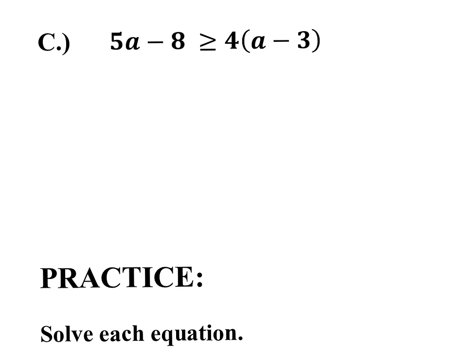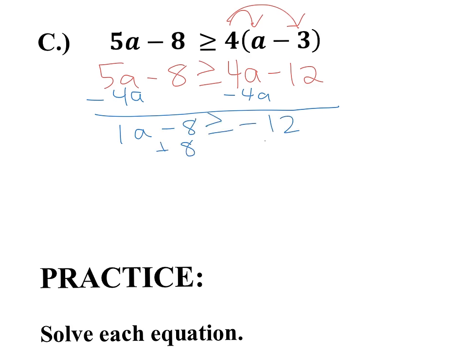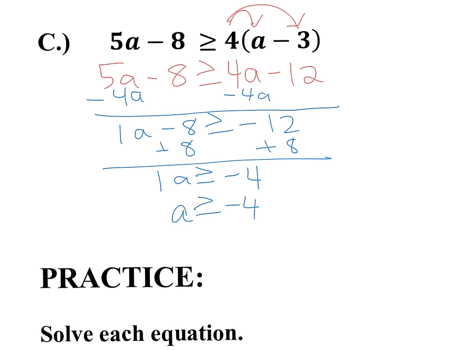Now for letter C, I'm still going to distribute 4 times a, 4 times negative 3. So I have 5a minus 8 is greater than or equal to 4a minus 12. So now I can collect my variables onto one side, so I subtract 4a from each side, and I'm left with 1a minus 8 is greater than or equal to negative 12. Now I can add 8 to each side, and I have 1a is greater than or equal to negative 4. I could divide each side by 1, or just realize that a is greater than or equal to negative 4. So now all I have to do is graph that.